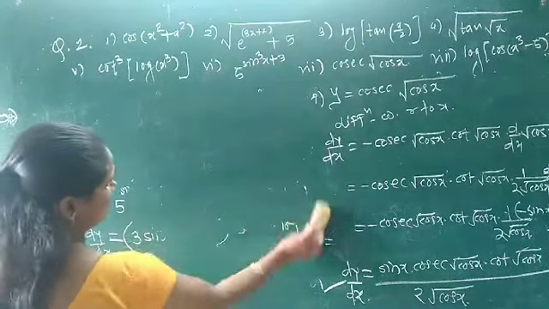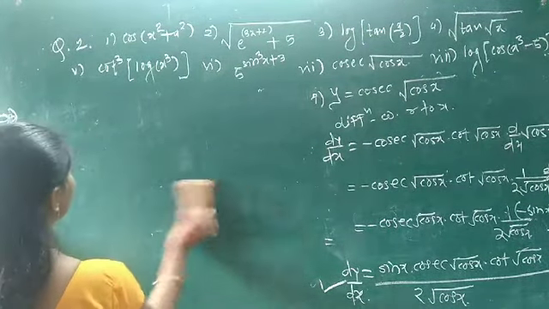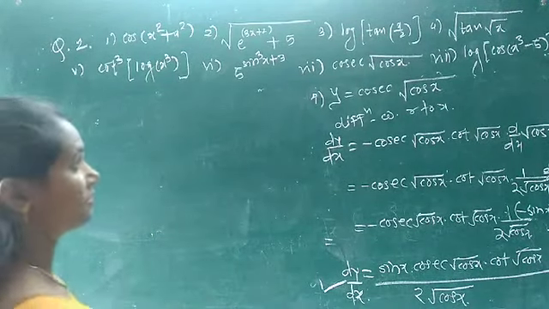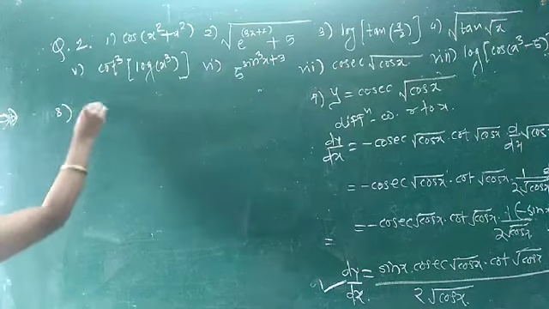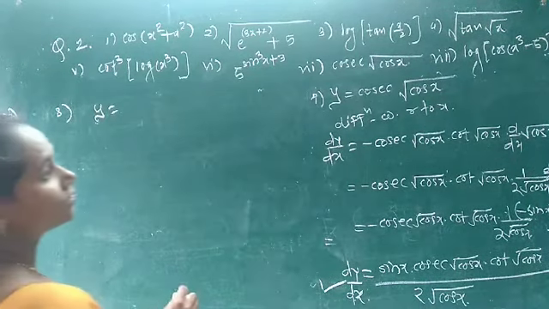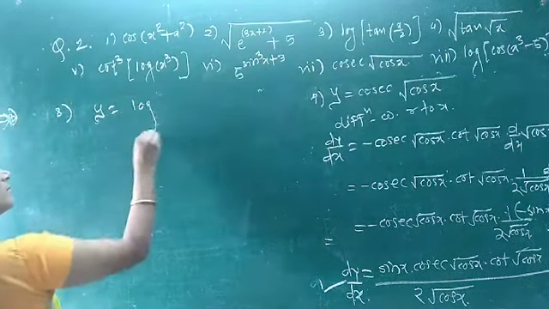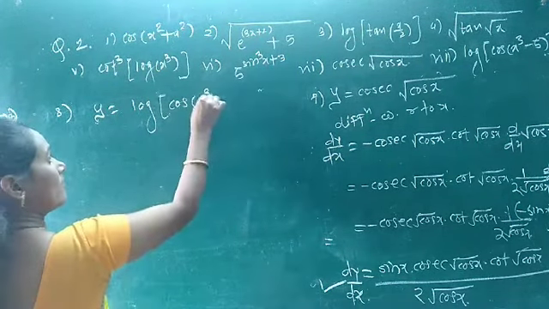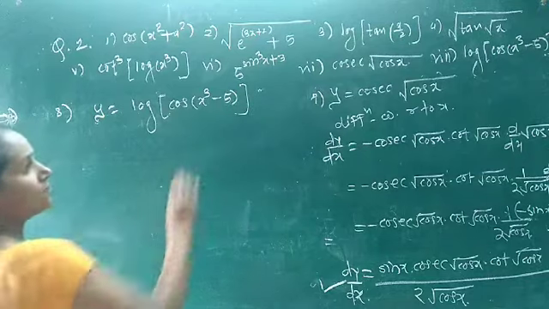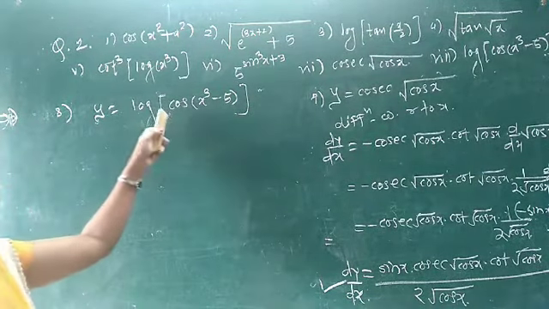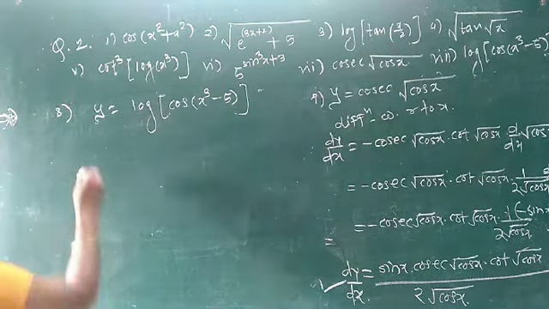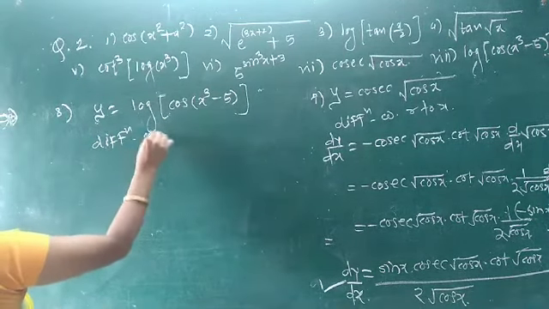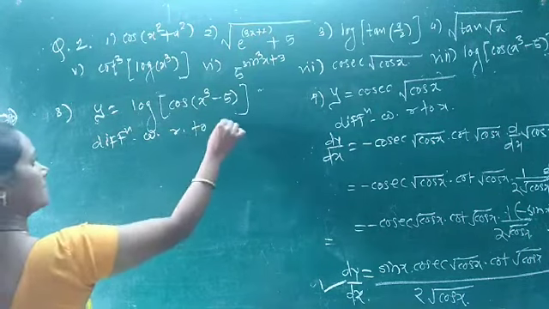This exercise is very big. There are 18 examples. Now again we take the next example. y is equal to log of cos of x cube minus 5. Again this is in the form of log f of x. Differentiate with respect to x.